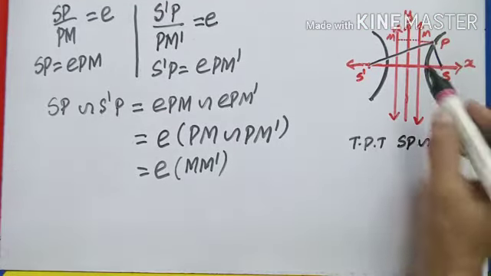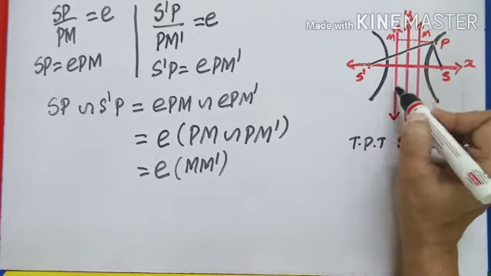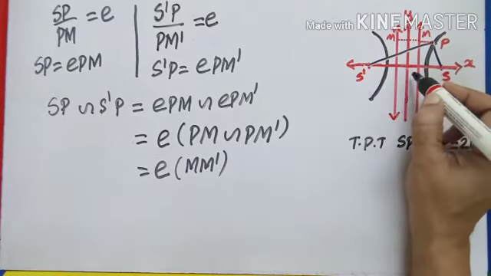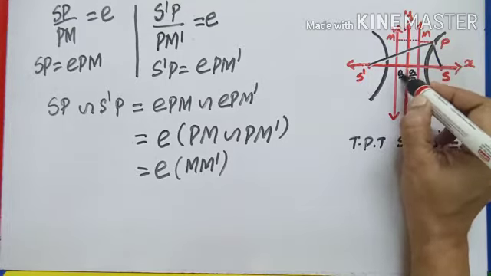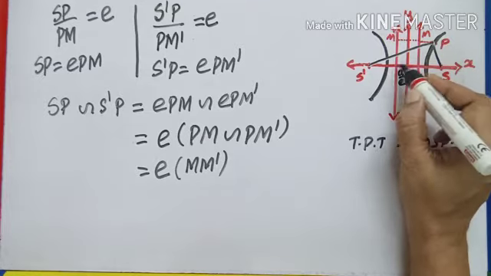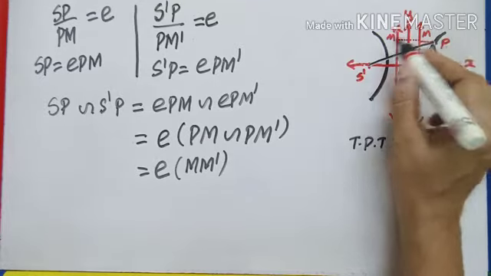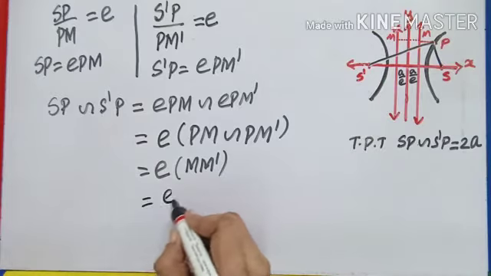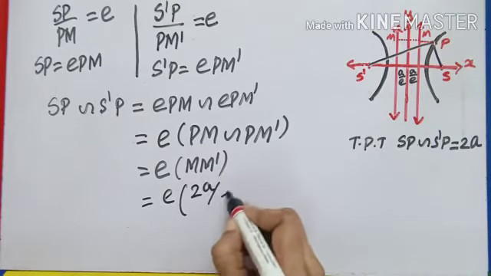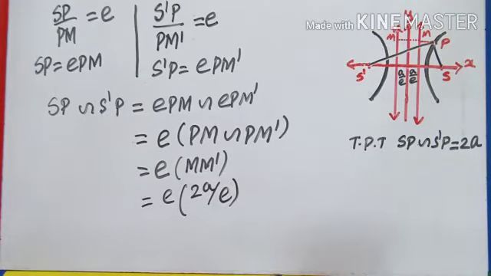We should know this is a directrix and this is another directrix. You remember the formula. Between the directrix and the center, it is A by E. This side also A by E. So the total distance MM dash is nothing but 2A by E. E and E cancel. I am getting 2A and that is the result.